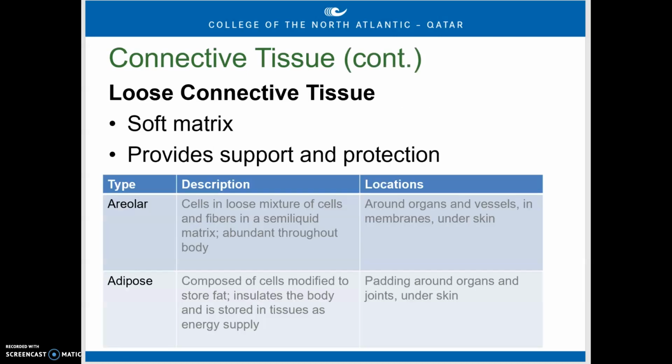So for the loose connective tissue, we'll get 2 types. It has a soft matrix, so not really, really hard. It's mostly made up of different fibers, like collagen fibers, for example. The first type is areolar connective tissue, where we have a mixture of cells and fibers, and they live in a semi-liquid matrix. Areolar connective tissue is found throughout the body. It's a really, really common form. We find it all around our organs and vessels.